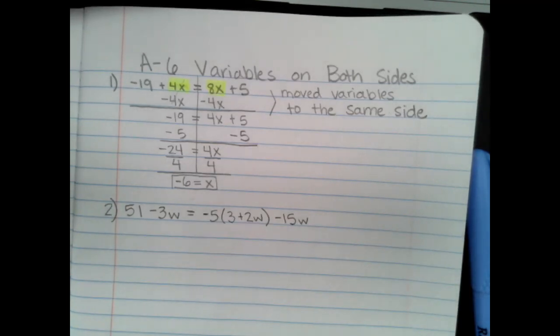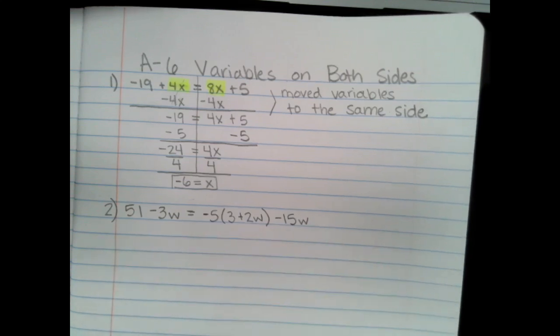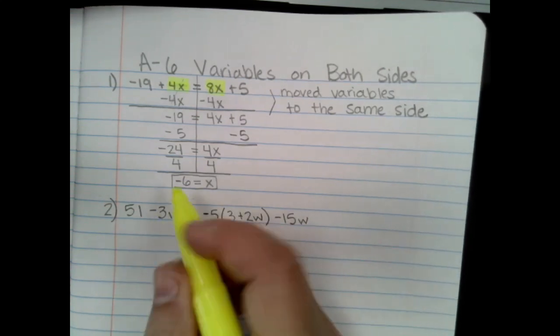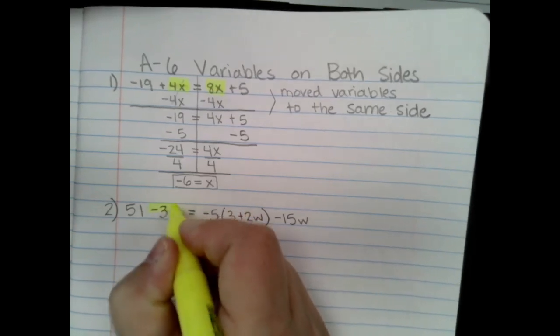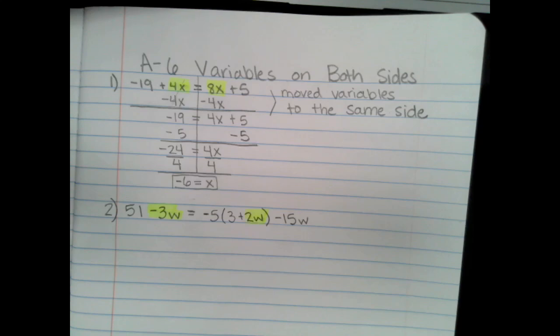So this one has a lot going on. You're probably like, Miss Morrell, how the heck did we just go from number 1 to number 2? And it's because we know all the little steps here. Now we're just putting those little steps, we've worked on them, we're putting them all together and combining those lessons. So, where are my variables? Where do you see the w? So I have a minus 3w, a 2w, and a negative 15w.